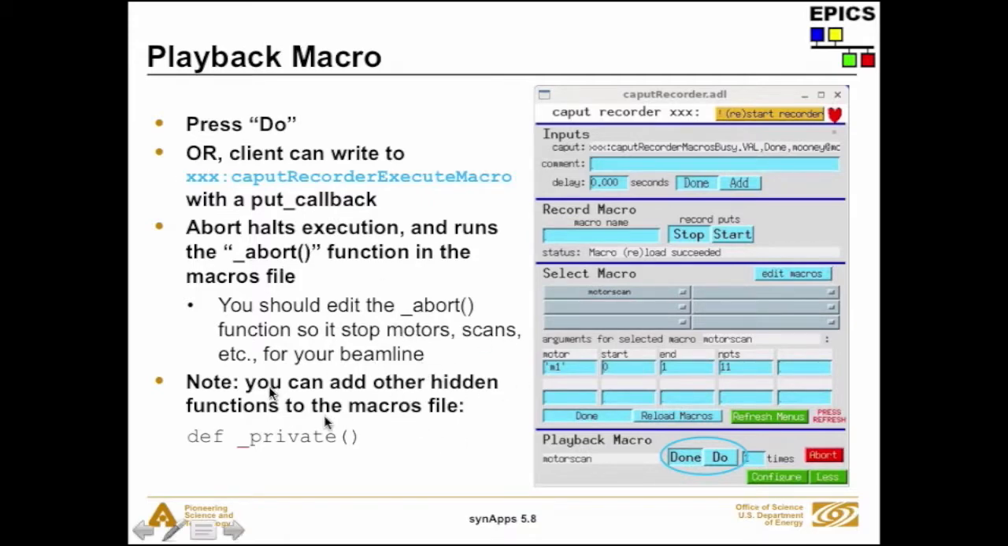So that's the abort function. You should edit it, and you can add your own private macros in there. If you have some little routine that you don't want to expose to the users, but you actually want to use that in your own edited Python code, you can hide it from the users by beginning it with an _.